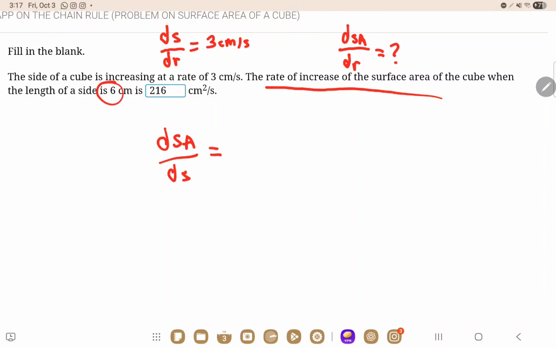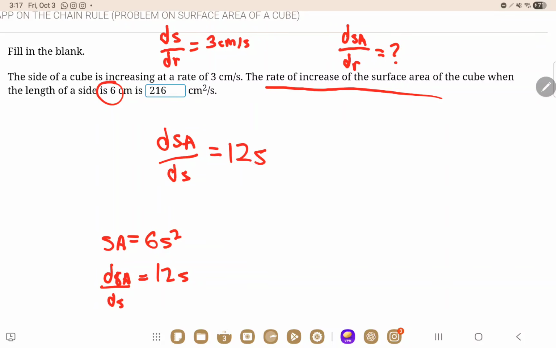Now this is the surface area of a cube. Basically, the cube has 6 sides, and the area of one side is s squared. So the surface area is 6s squared. Now d SA by ds is equal to the derivative, so it's 12s, right? So now we have everything we need.